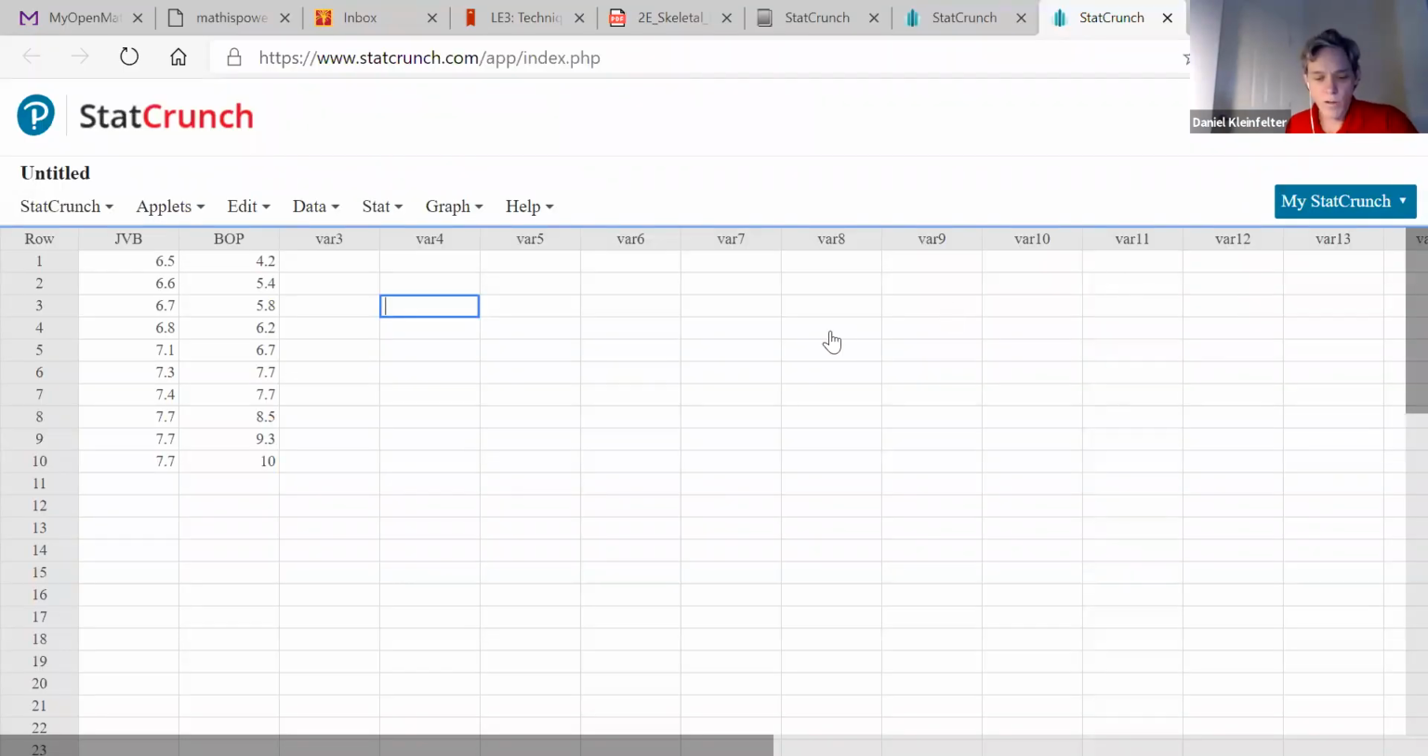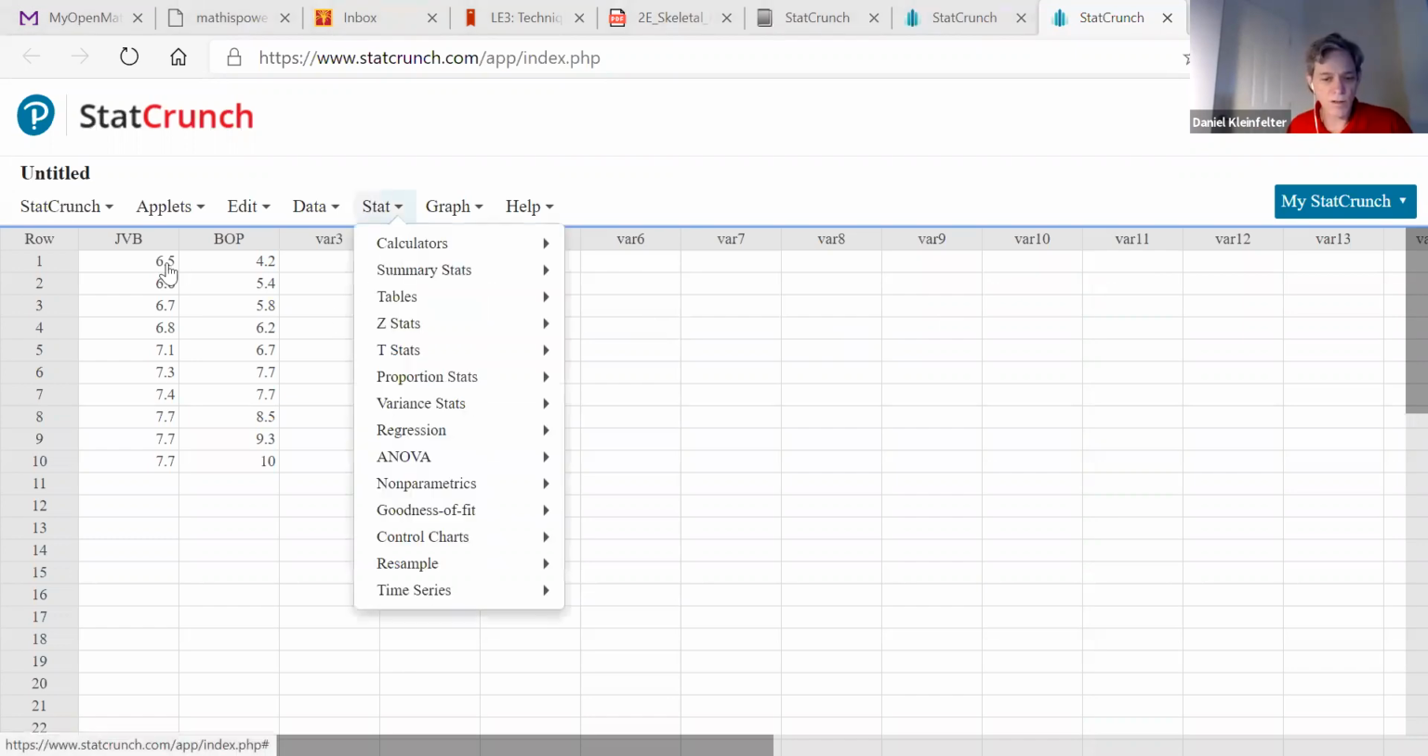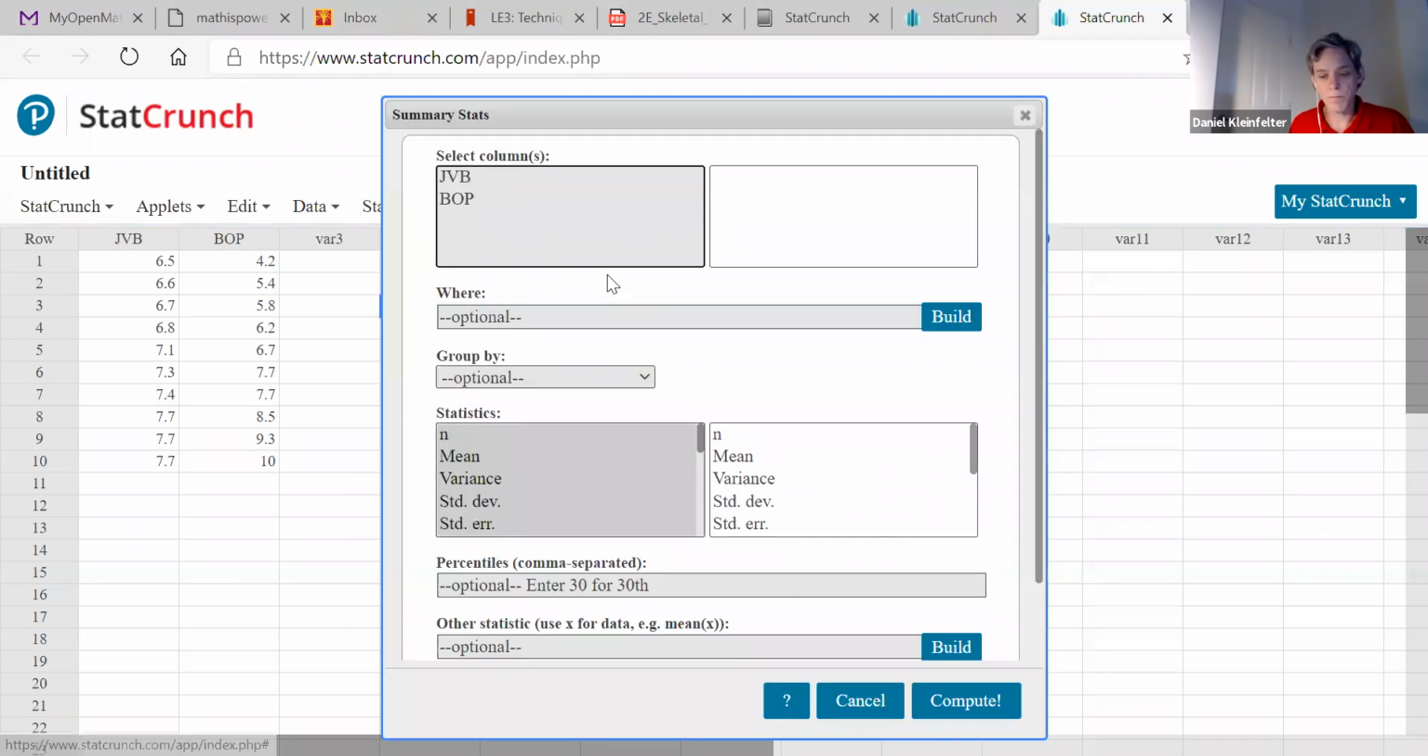All right, so I've got the data put into StatCrunch again, and I wanted to get the mean and standard deviation so that we're able to calculate that coefficient of variation. So we have columns for JVB and BOP for the two banks. We're going to go to Stat and then Summary Stat. So our data is in columns, okay? I want the two columns, so I'm going to select the first column. I'll hold down Shift and select the second column. And then this time we only want the mean and standard deviation.